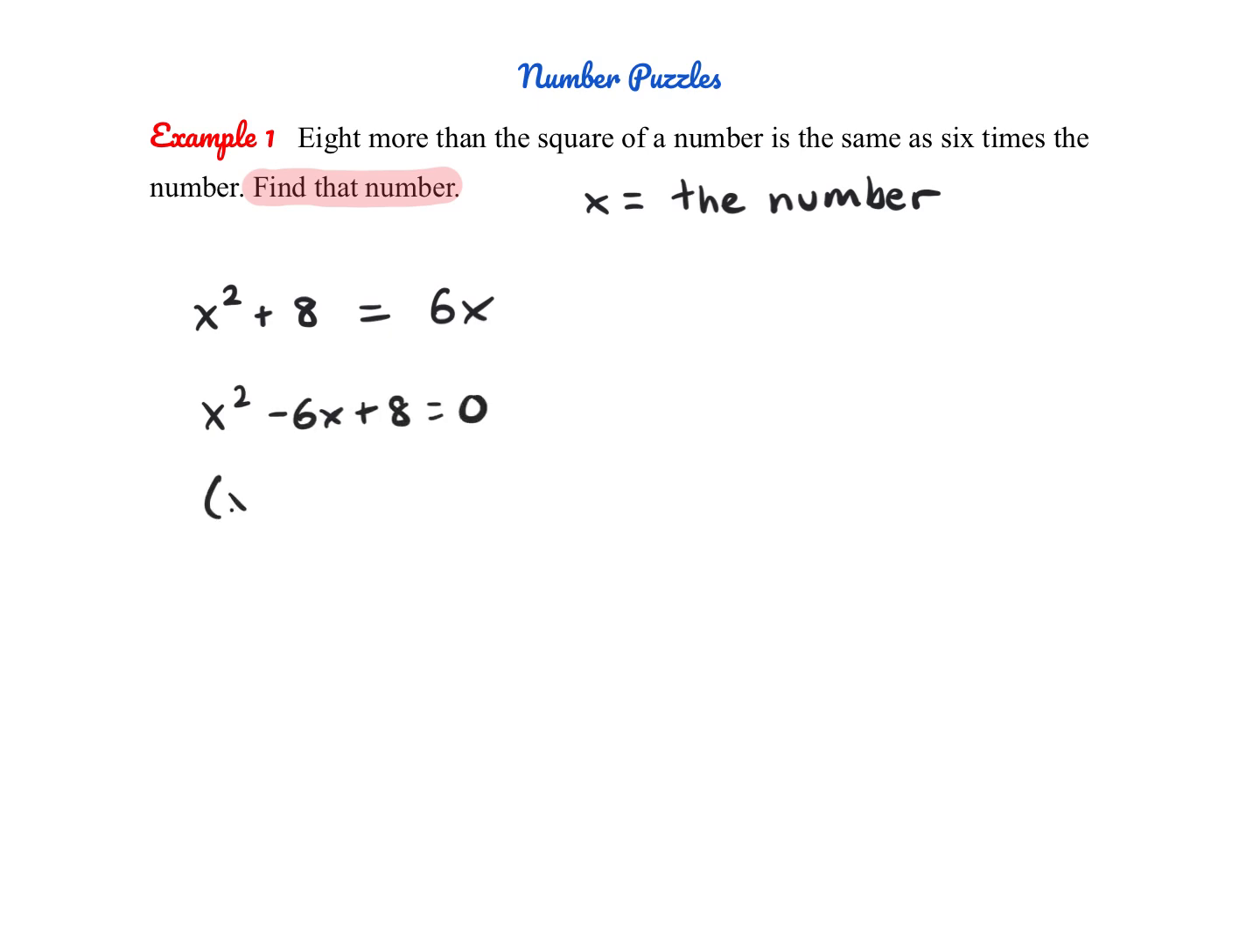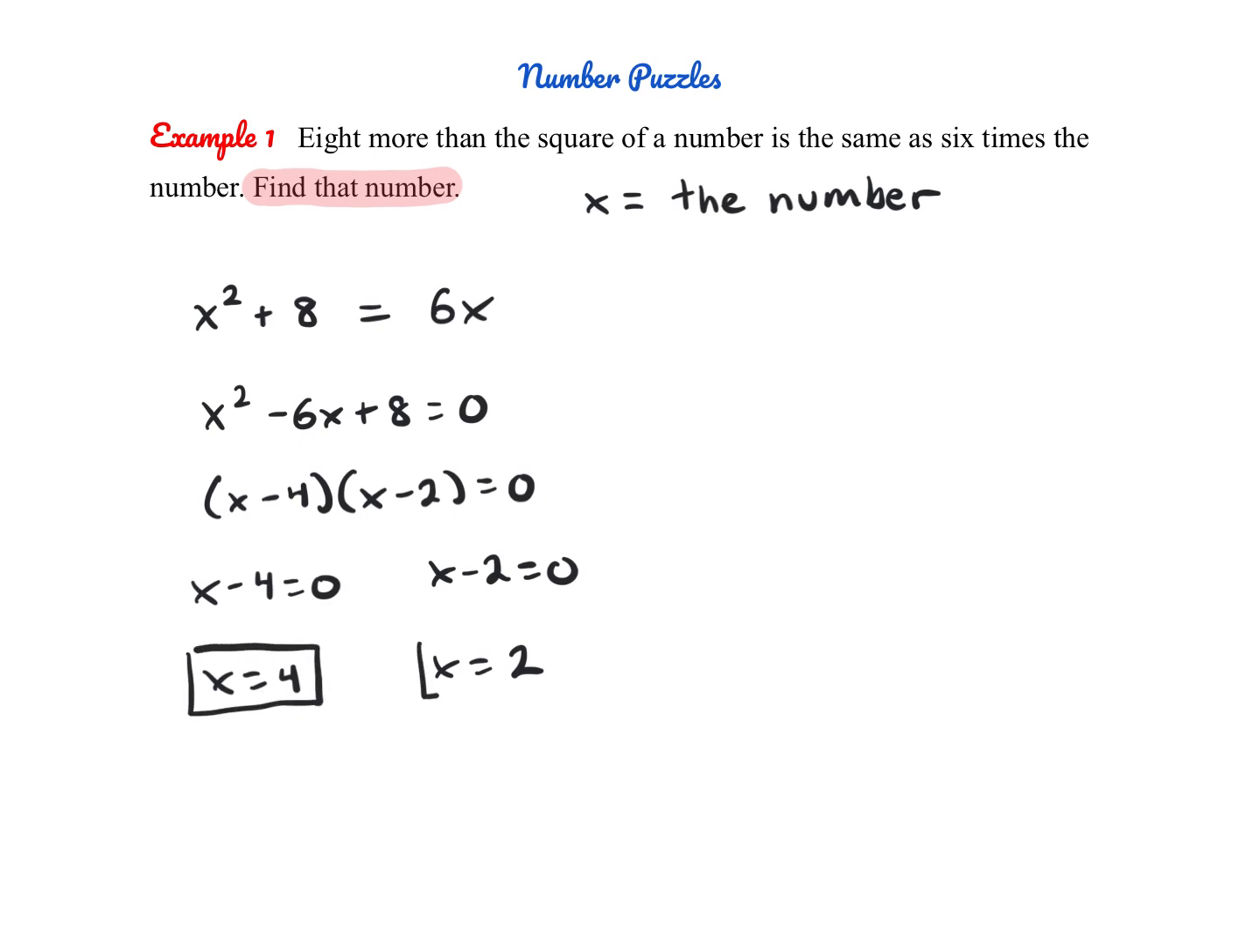Luckily, this is an equation that we can factor, x minus 4 times x minus 2. Remember, never lose your equal sign as we go along. We'll do a little zero product property. And we have x equals 4 and x equals 2. So in this case, there are actually two numbers that satisfy this set of conditions. So in this case, we actually have two answers.